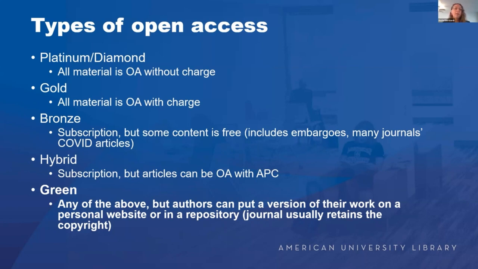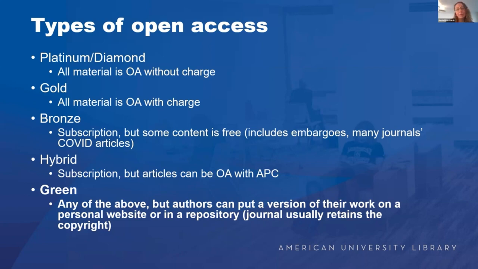And then there's bronze, which is some information is openly available, but it's up to the journal's decision. So some of them will make all content that's 6 months or older free. During COVID, we saw that all of the COVID information was being opened up to facilitate scientific discovery and access, but it's not up to the author whether your information is open or not.